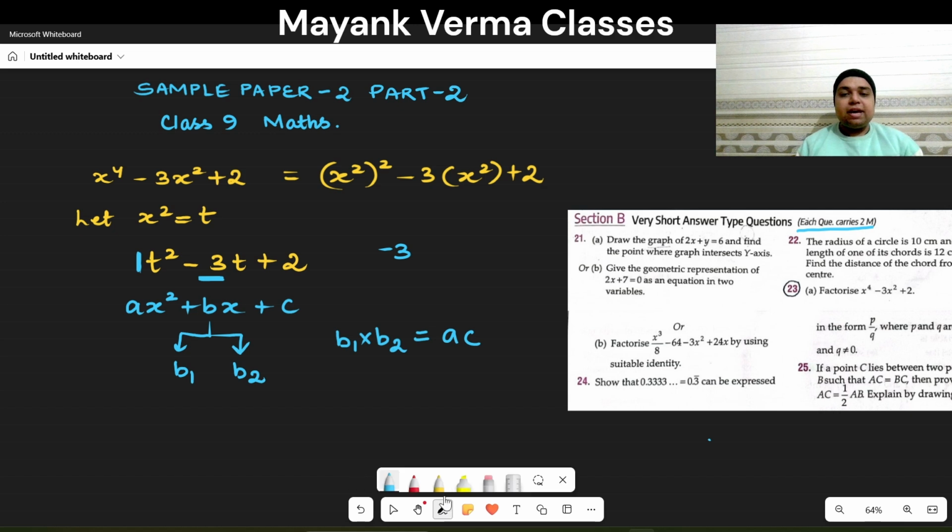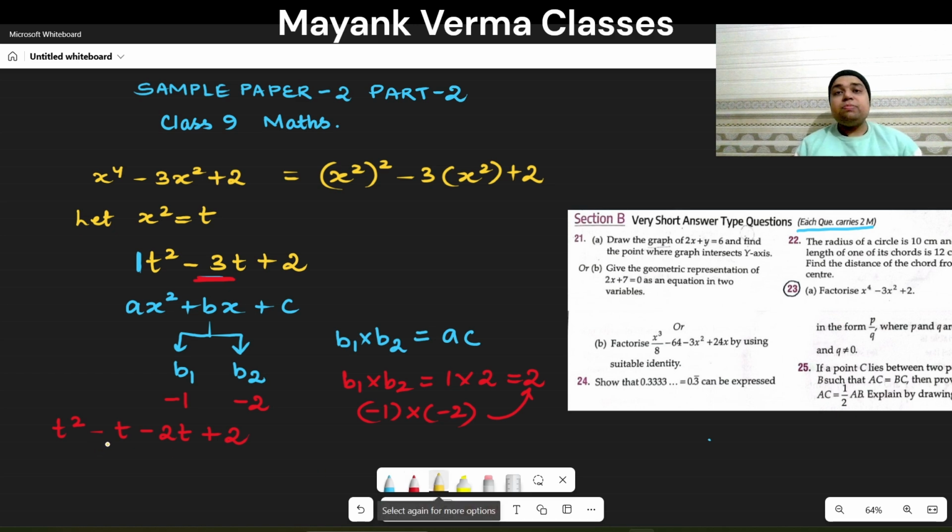So you can say B1 times B2 should be equal to AC. In place of A, it is 1 and C is 2. So that is 2. So I can now take minus 1 times minus 2, because if I do minus 1 times minus 2, I will get 2 again. But if I add these two, I will get minus 3, which is B itself. So B1 is minus 1 and B2 is minus 2. So I can write it down like this: t square minus t minus 2t plus 2.